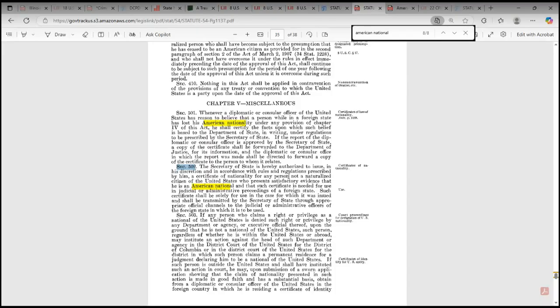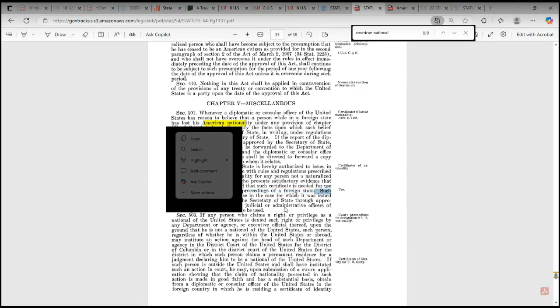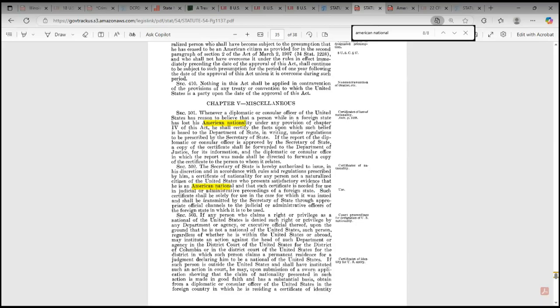The Secretary of State is hereby authorized to issue in his discretion and in accordance with the rules and regulations prescribed by him a certificate of nationality for any person not a naturalized citizen of the United States who presents satisfactory evidence that he is an American national and that such certificate is needed for use in judicial or administrative proceedings in a foreign state. They even go further that the certificate shall be solely for the use in the case for what it was issued for, and shall be transmitted by the Secretary of State through appropriate official channels to the judicial or administrative officers of the foreign state in which it is to be used. That means you don't even get it yourself.